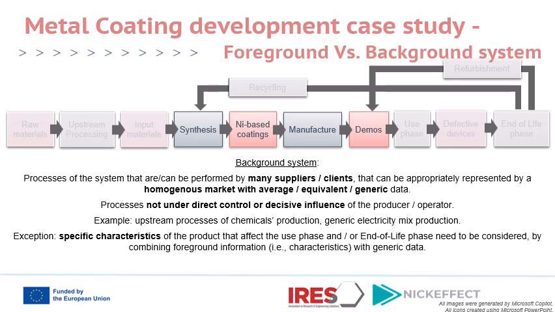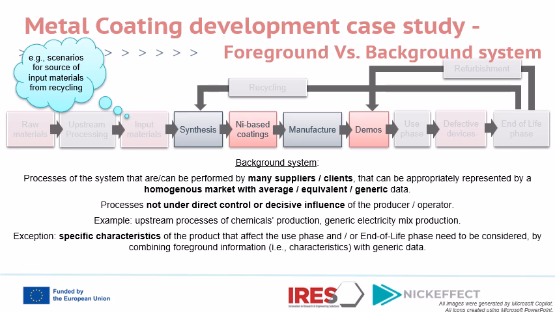So for example, if a certain product has specific characteristics that affect the use phase or the end of life phase, then we need to take them into account by combining foreground information with generic data. In the case of the NICKEFFECT project, an example of that could be if we were investigating different scenarios for the source of the nickel from recycling processes, for example, of other formulations of nickel, then that means that in this case we would have to include in the foreground system and take accurate data both for the recycling process as well as the upstream processing of producing the nickel source.